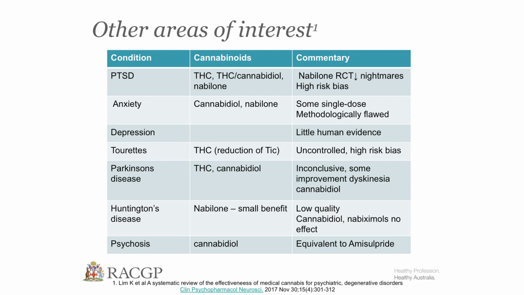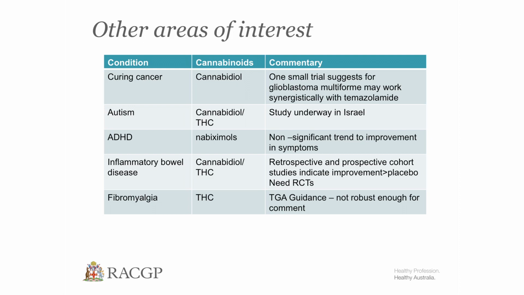For Parkinson's disease, there's a lot of interest, and anyone who's watched YouTube would think that it was going to fix tremor and fix micrographia and fix everything. There might be some improvement with dyskinesia with cannabidiol, but we don't have really good hang-your-hat-on-it evidence yet. For Huntington's disease, there was some small benefit from nabilone. People using cannabidiol and nabiximols, we didn't see an effect. For psychosis, people have used cannabidiol, and we're likely to see in the future much, much better studies around schizophrenia and psychosis, because cannabidiol seems to be a really interesting antipsychotic, but we're not there yet. We've got to use our standard treatments at the moment.